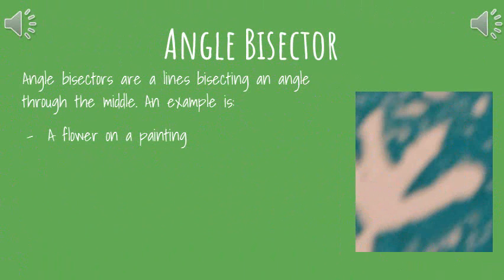Angle bisectors are lines bisecting an angle through the middle. An example is a flower on a painting. Go to the next slide.